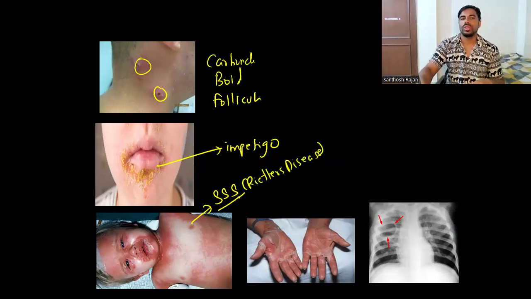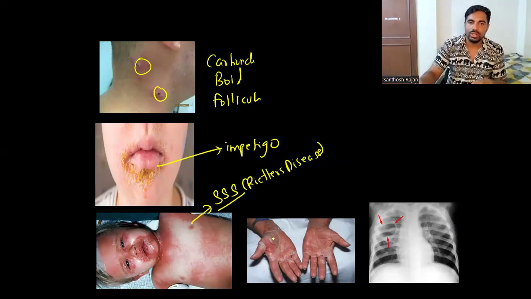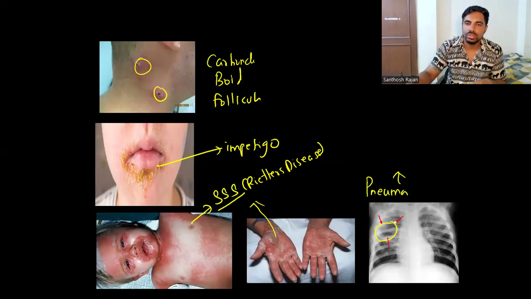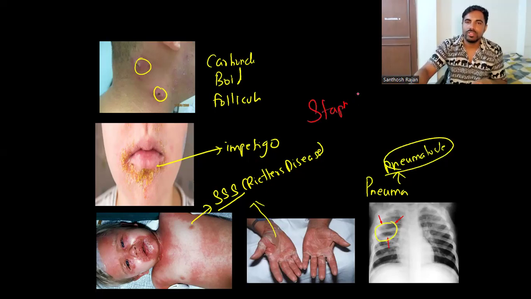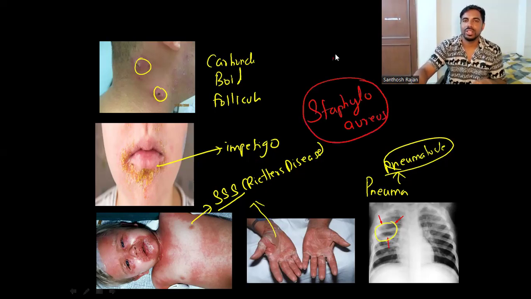You read more about it, but this picture comes again. This is also a Nikolsky sign, the skin is peeling. These are all SSSS. And what is this one? In pneumonia, Staphylococcus causes lobular pneumonia. In pneumonia there's this sign called pneumatocele. So these things come. Your disease here is usually Staphylococcus aureus. Very, very simple. That's it. Staphylococcus aureus will come.